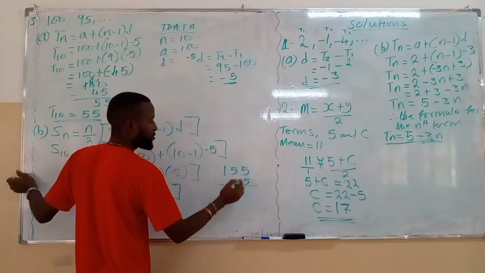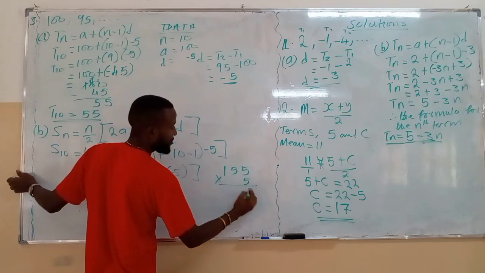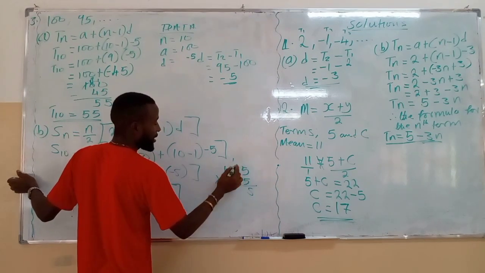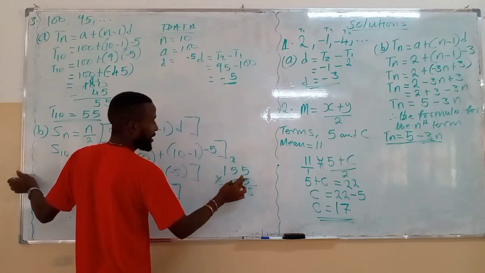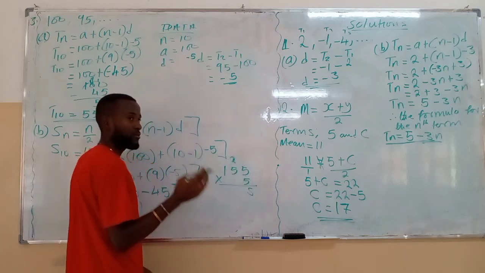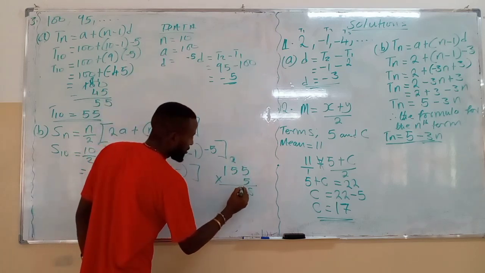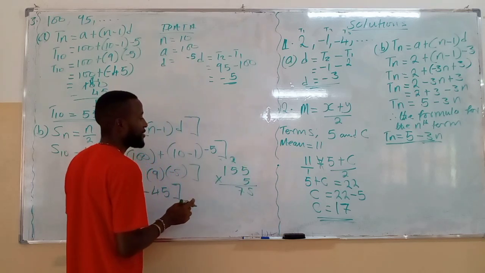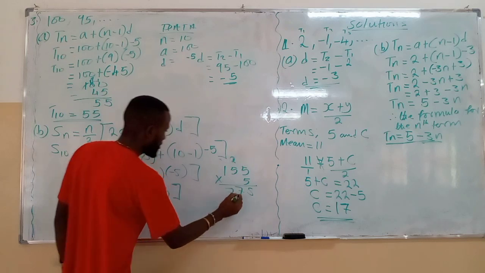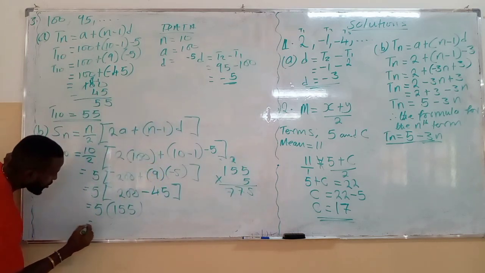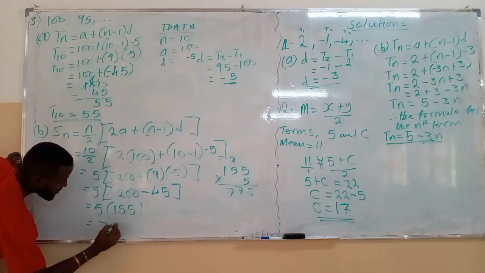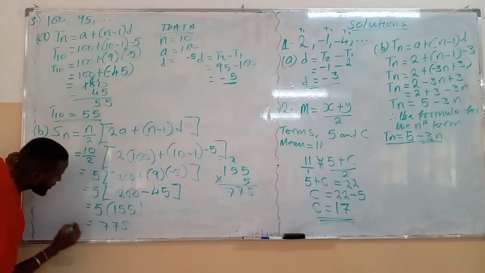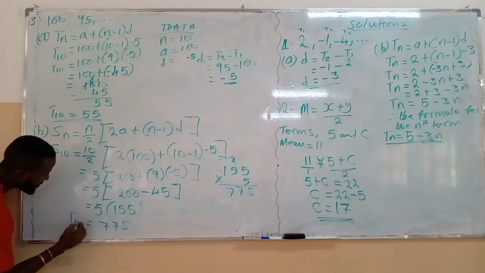So we have 5 times 5, which is 25. 5 remainder 2. 5 times 5 is 25 plus 2, 26, 27. 7 remainder 2 again. What is 5 times 1? It is 5 plus 2. We have 7. So meaning the sum will be 775.